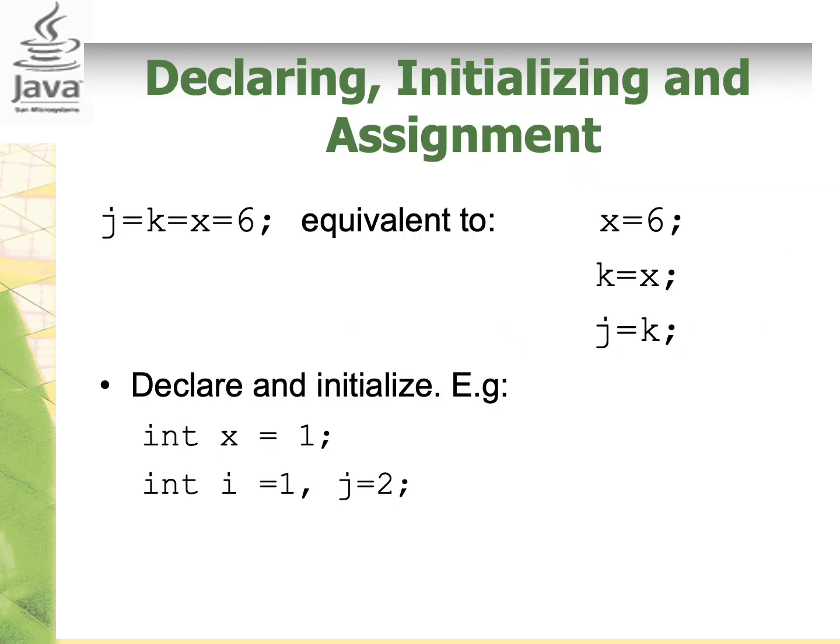In assigning values to the variables, we can also assign another variable to have the same value as another variable. For example, if we have int j equal to 10, int k equal to j, so that means k also has the value of 10. On this slide, it shows j equal to k equal to x equal to 6, which is equivalent to x equal to 6, k equal to x, which means k is also 6, and j equal to k, and since we know that k is 6, j is also 6.